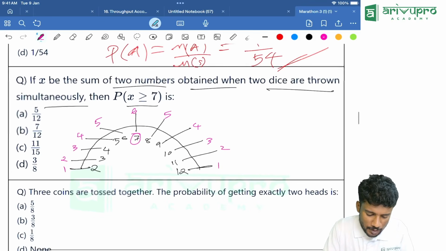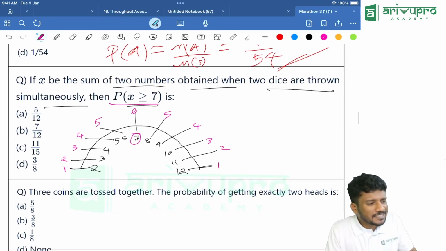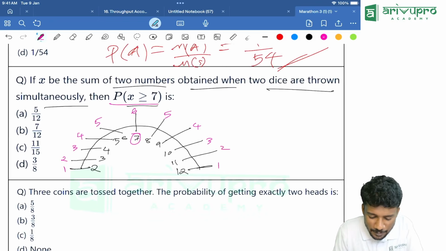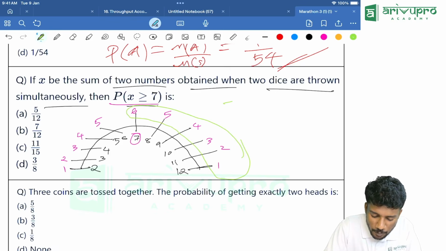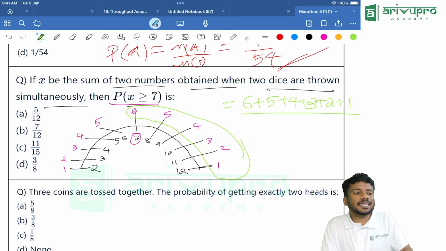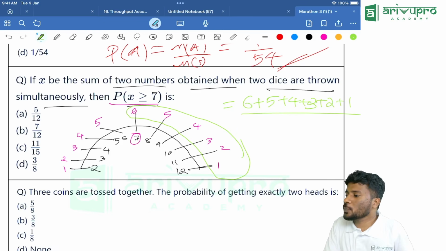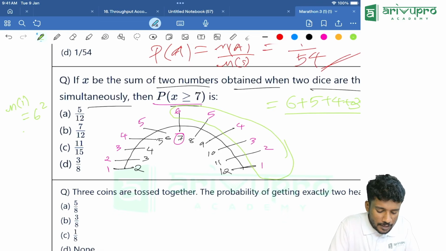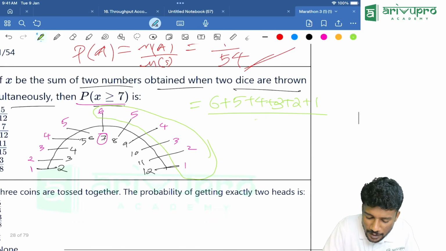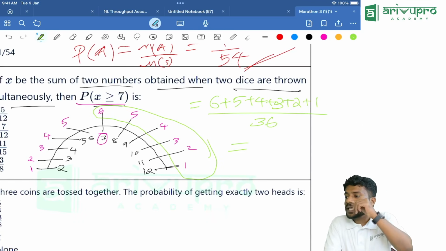Now the question over here is probability of x greater than or equal to 7. That means the sum is greater than or equal to 7. We should consider all of this. That means the probability is 6 plus 5 plus 4 plus 3 plus 2 plus 1 divided by the total sample space while rolling a die 2 times. N of S is equal to 6 squared, that is 36. So the denominator is 36. How much is the answer, people?